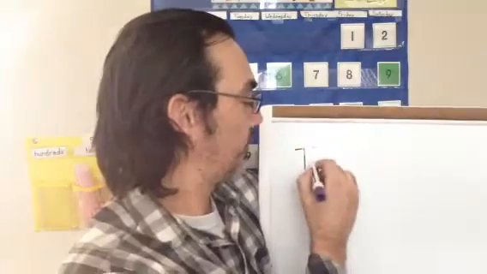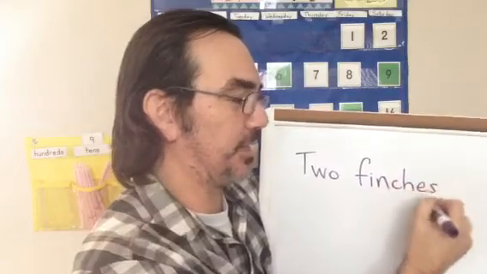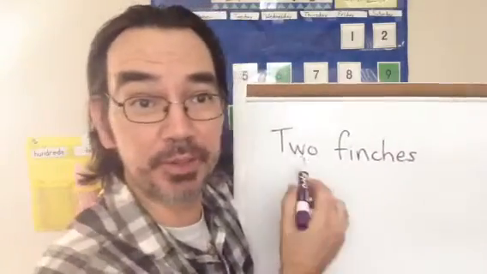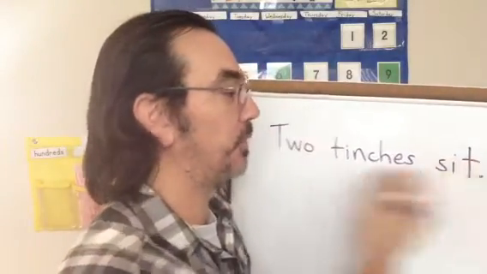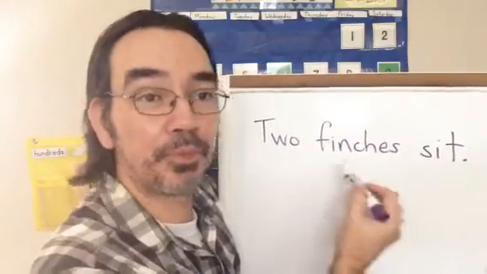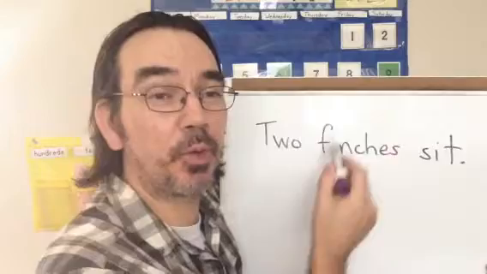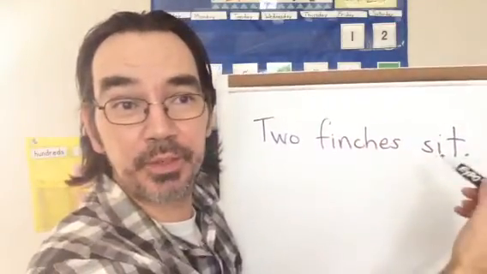Now, when we have sentences, I want to talk real quick about sentences because we have our naming part and a telling part in a sentence. I'm going to show you something we can do with that. So let's start off with a sentence. Two finches. I have our es ending because it's more than one. There's two. Two finches sit. Now, this is a sentence. I have my naming part and my telling part. Finches sit, right? What is the name? Who is doing the action? Finches are doing the action. What are they doing? Sit.